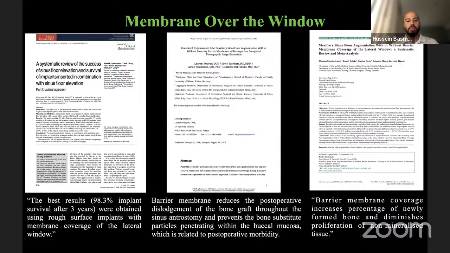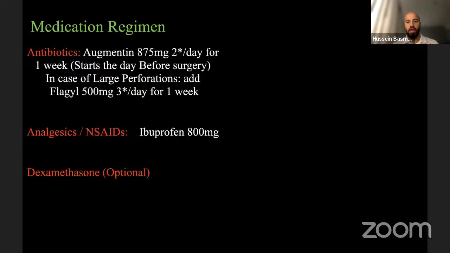Also, the barrier membrane reduces the post-operative dislodgement of the bone graft. So basically, if you put a bone graft, you put a membrane, you make sure that bone graft is not going to come out. And if you have bone particles in the flap, that can create some post-operative morbidity and swelling. Also, the best results were obtained using rough surface implants with membrane coverage over the lateral window. So we have to use membranes over the window that you just created. That's how the dome should look. You see that you can draw a line where your graft is. That's how your x-ray should look after a ridge augmentation or a sinus augmentation.